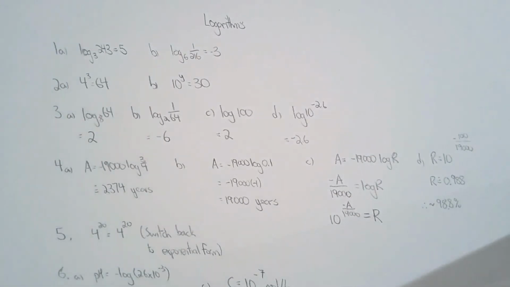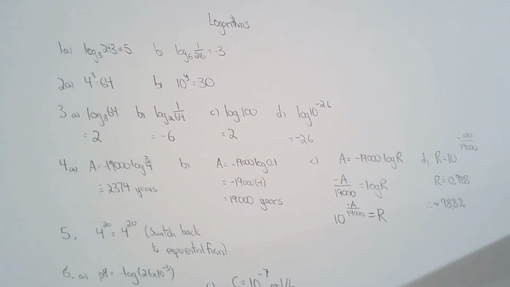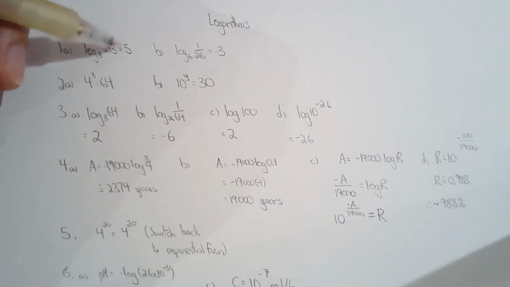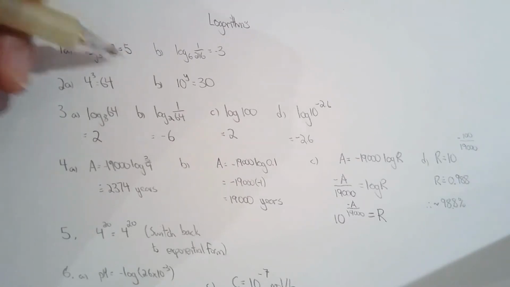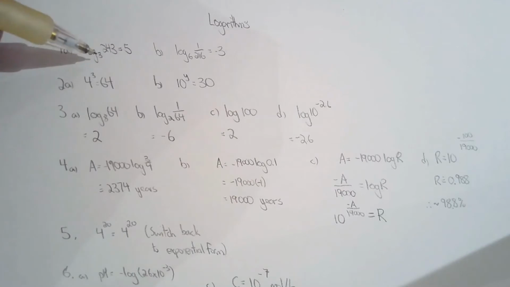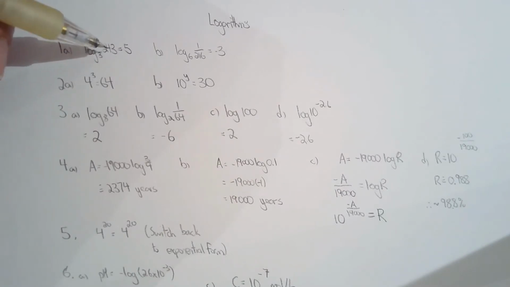So the first question asks us to rewrite it in logarithmic form. They give it to us in exponential form, and you just have to write it in logarithmic form. So the base of the power is the base of the logarithm. The argument is what the power is equal to when you evaluate, and what the logarithm is equal to is the exponent at that base and at that value.